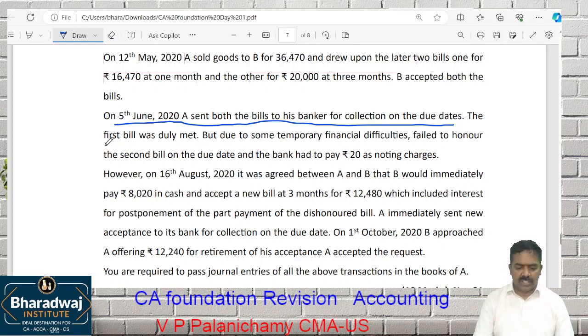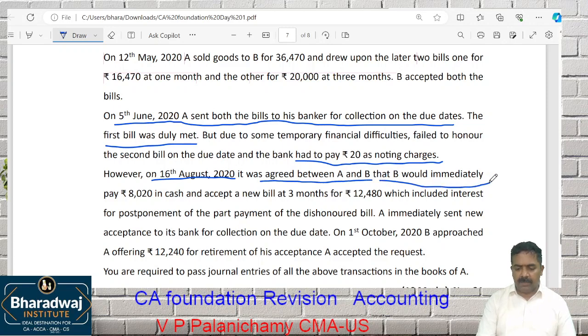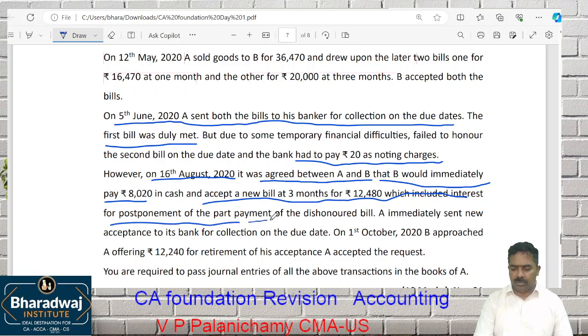The first bill was duly met, meaning the first bill was collected. Due to temporary financial difficulties, B failed to honor the second bill on the due date, and he has to pay how much as noting charges? 20 as noting charges. On 16th August 2020, it was agreed that B will pay immediately 8,020 in cash, and accept a new bill for 3 months, including interest for postponed payment. They accepted it and sent the bill for collection on the due date.